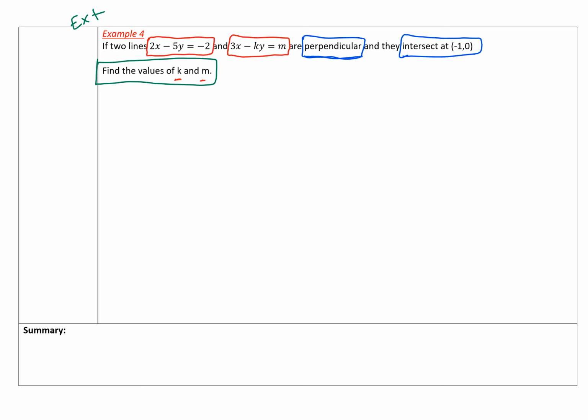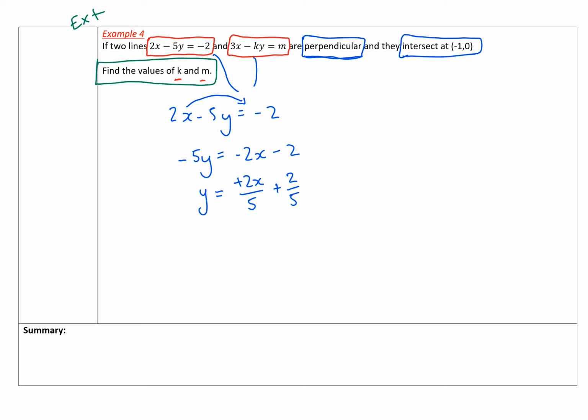So let's start by taking my two things and put them in the form of y equals mx plus c. It's always easier to look at that way. So 2x minus 5y equals negative 2, which means minus 5y is minus 2x minus 2, so that's just me subtracting 2x from both sides. If I divide everything by negative 5, then y equals positive 2x on 5, positive 2 on 5. So let's call this my y1, my first equation.